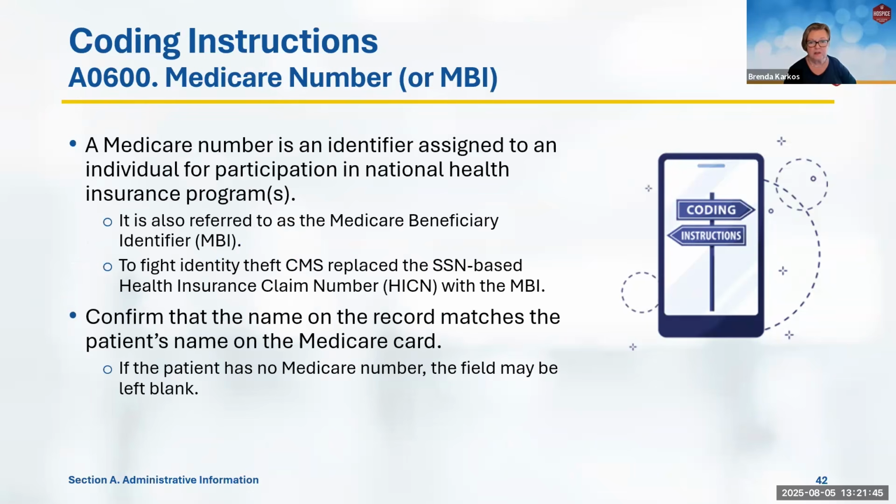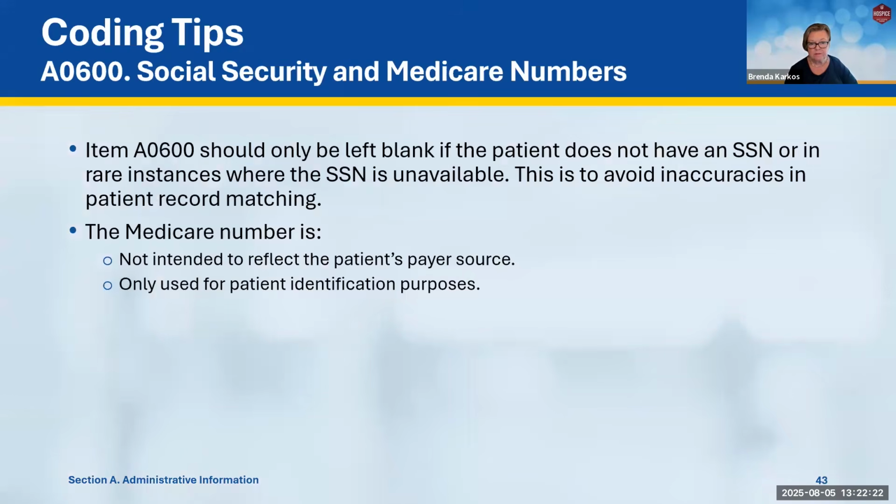And here are a few coding instructions for the Medicare number. This is an identifier assigned to an individual for participation in this national health insurance program. It's also referred to as the Medicare Beneficiary Identifier, or the MBI. To fight identity theft, CMS replaced the SSN-based Health Insurance Claim Number, or HICN, with the MBI several years ago. You should confirm that the name on the record matches the patient's name on the Medicare card. But if the patient has no Medicare number, this field may be left blank.